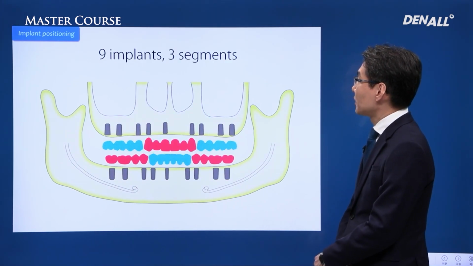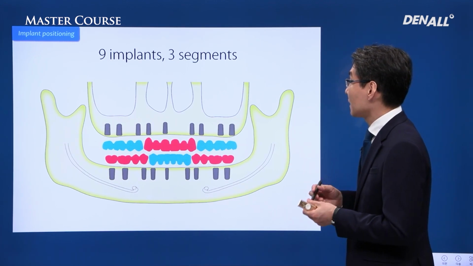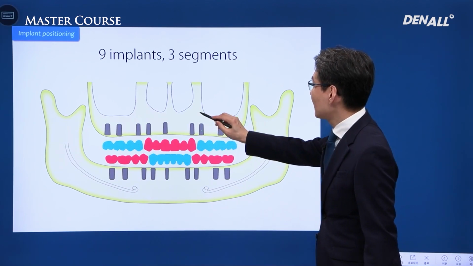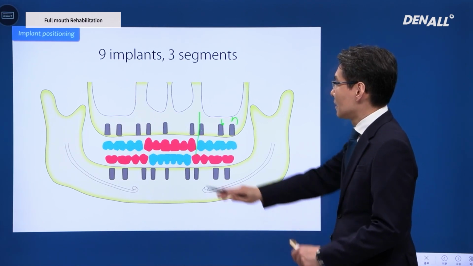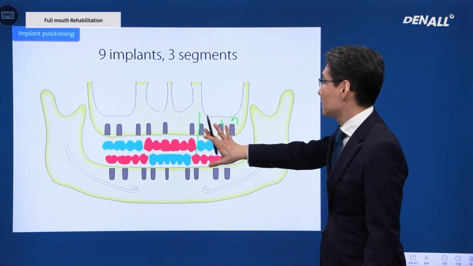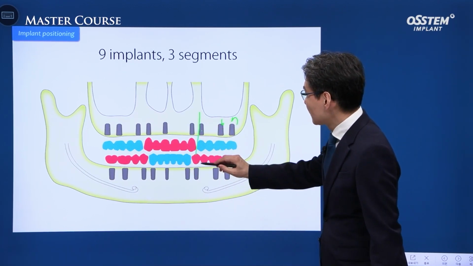You can utilize this kind of method. You can place more implants. 9 implants can be placed. Number 4, 6, and 7 implants can be placed here, and you can do segmentation between number 3 and 4. The left and right do not need to be symmetrical. It doesn't matter if there is a difference between the number of implants placed in left and right.